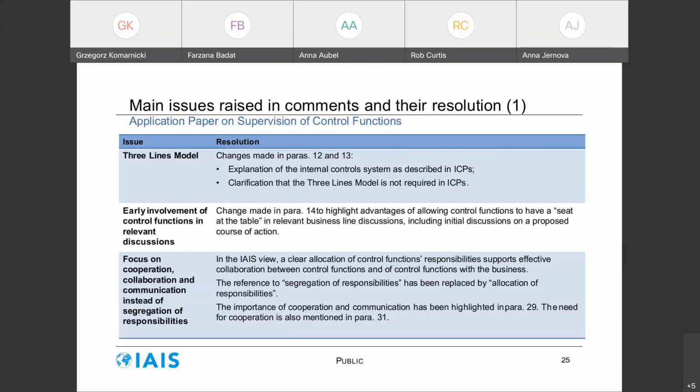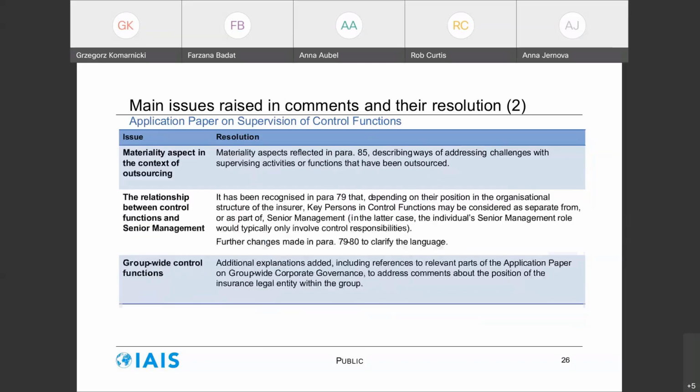So in this regard, what we have done is we've replaced references to segregation of responsibilities with allocation of responsibilities, again to use more balanced language. And we have also highlighted in several places in the paper the importance of cooperation and communication to ensure that, again, this is also picked up. However, in the IAIS' view, a clear allocation of responsibilities is also important in ensuring effective collaboration within the insurer. So we have kept references to that.